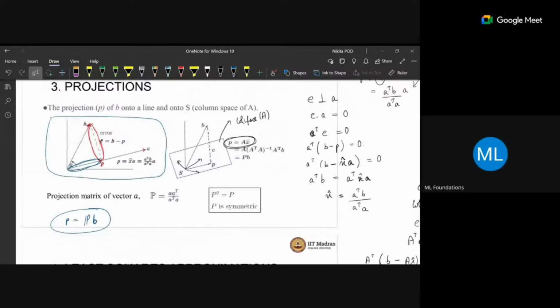Now what happens if you project A onto B? A onto B is given as B transpose A by B transpose B, into B. And this is what you have to find. You know this, you know this, you know this. B transpose B is 100, so we have 40 by 100 into 10, so we get 4, right? Okay, madam.